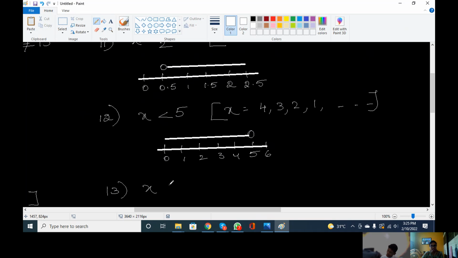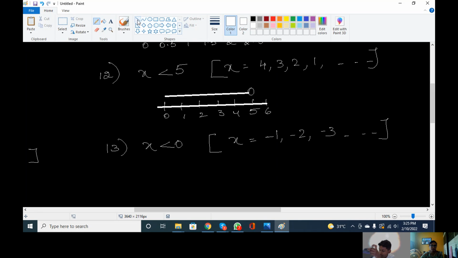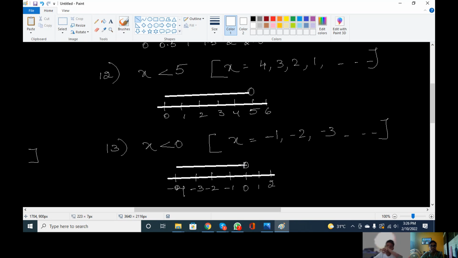Next, 13. X is less than 0. That means x includes values less than 0, such as -1, -2, -3. These are all less than 0. So 1, 0, -1, -2, -3, and -4. Near the 0, place the circle, and since it is less, extend to the left hand side.